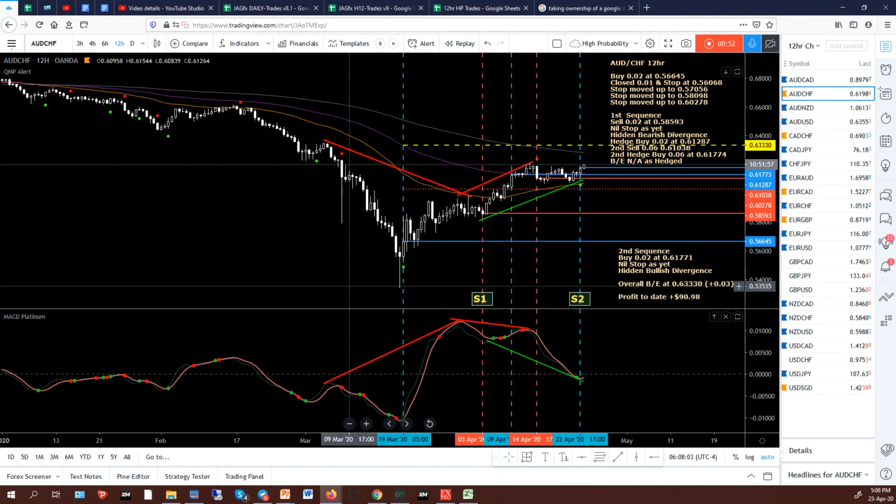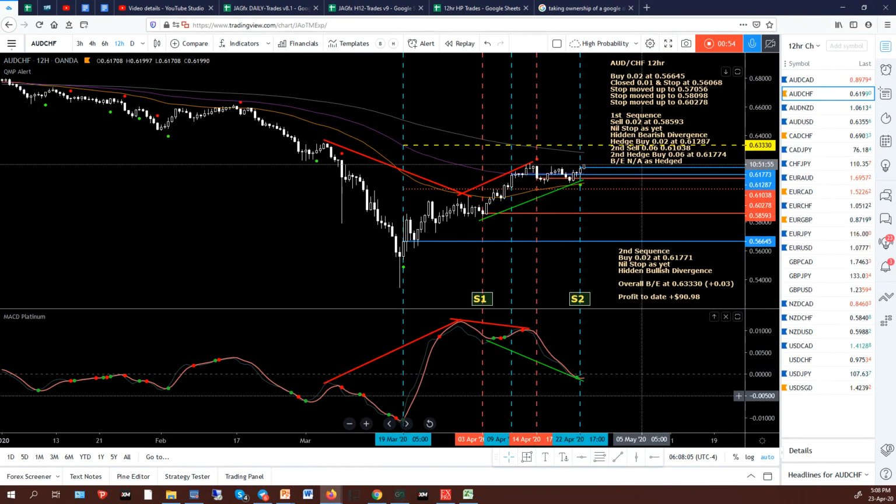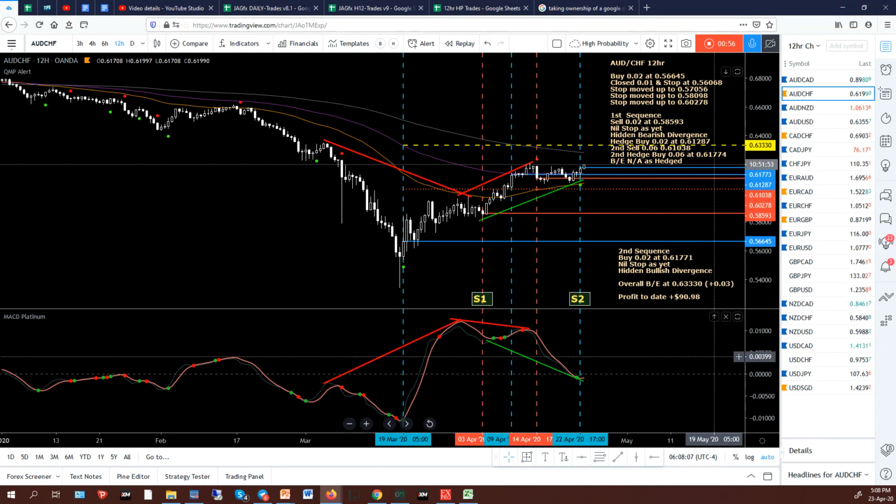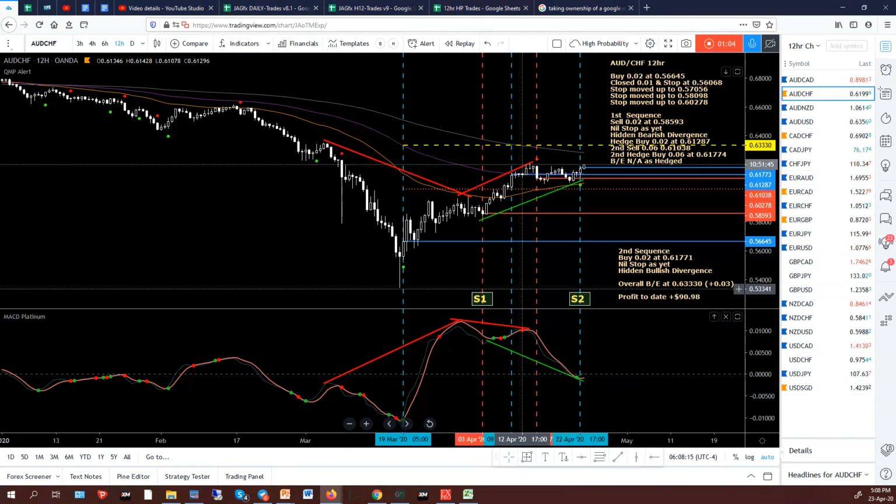All right, this is my high probability setup. It's a bit messy looking. Don't worry about it, there is a method to my madness. You can pause the video or slow the video down to read my notes and just have a look at where we're at.